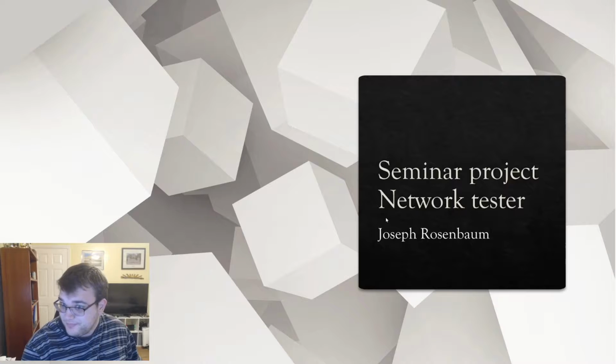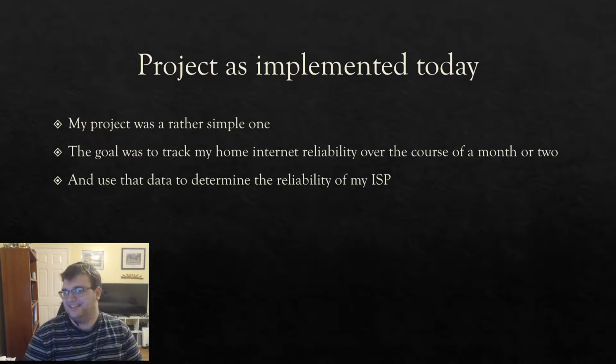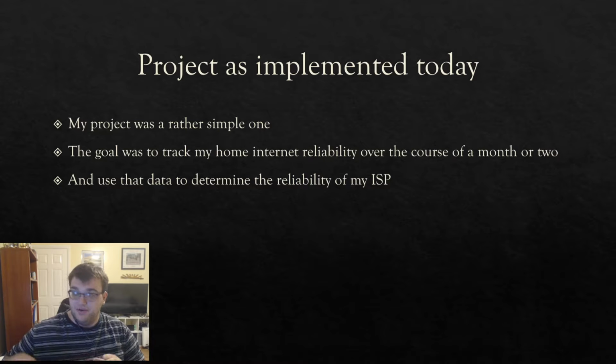So, I didn't really name this project because it's relatively simple. The hard part was keeping it running for a month throughout power outages. My project as it is implemented today was rather simple and straightforward. At a very high level, what it effectively does is every 30 minutes it checks to make sure it can connect to Google, and if it can connect to Google, it marks down a 0. If it cannot, it marks down a 1.